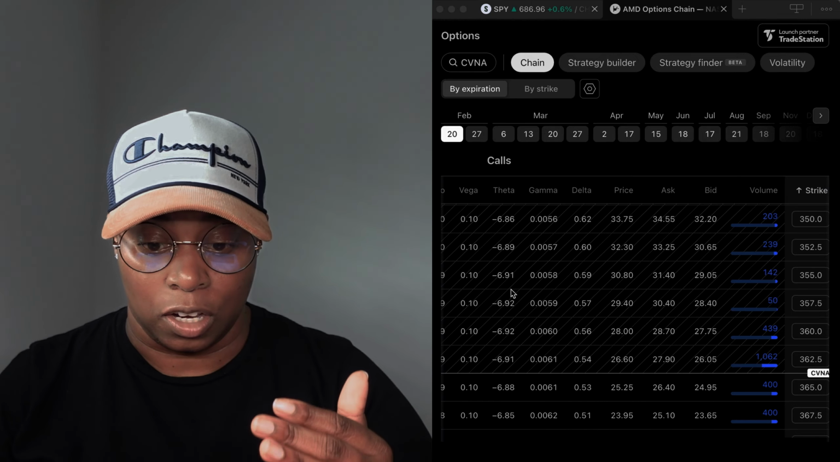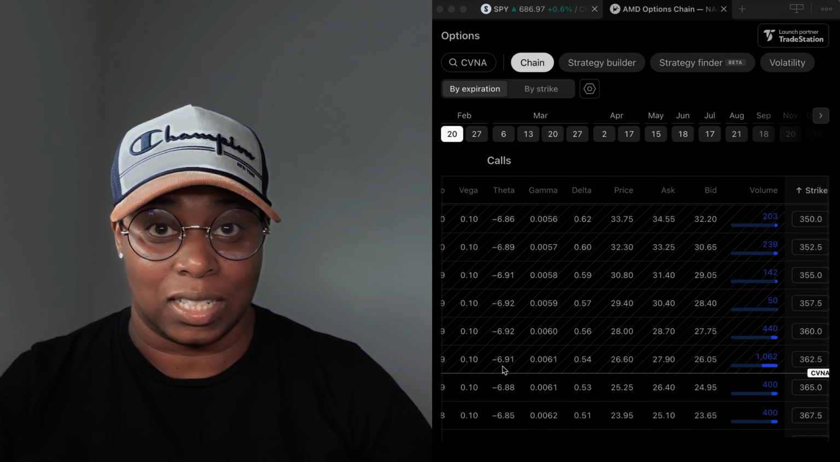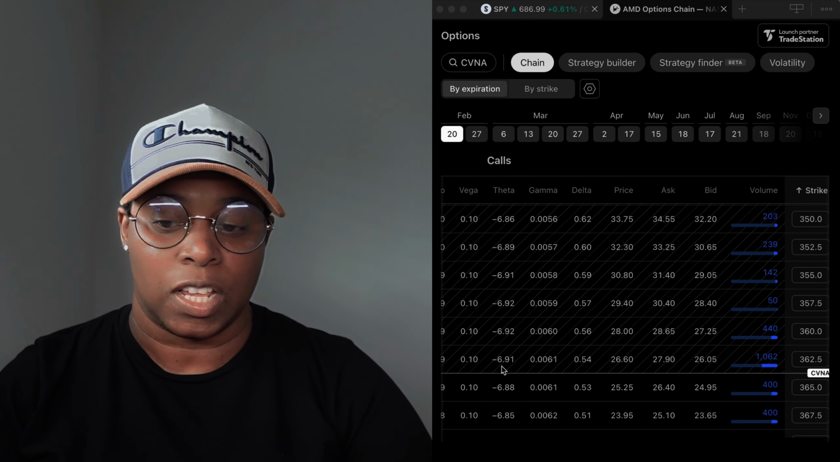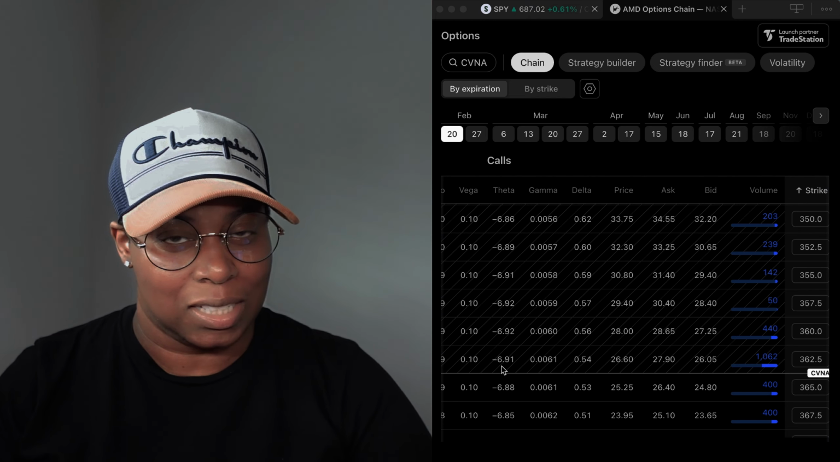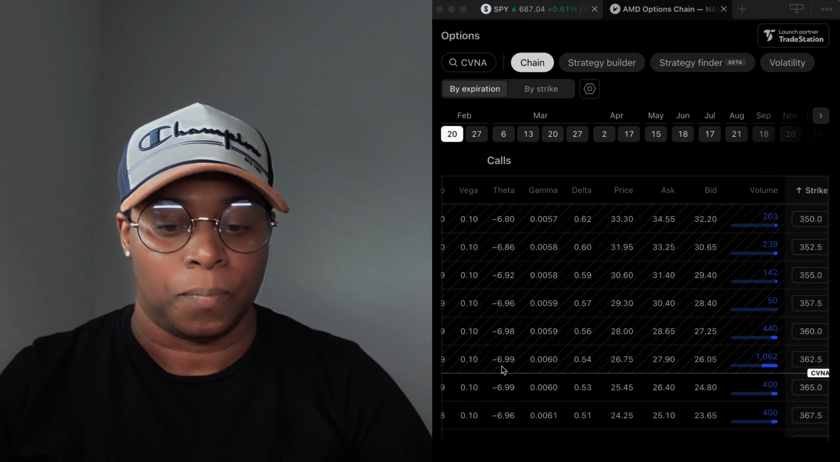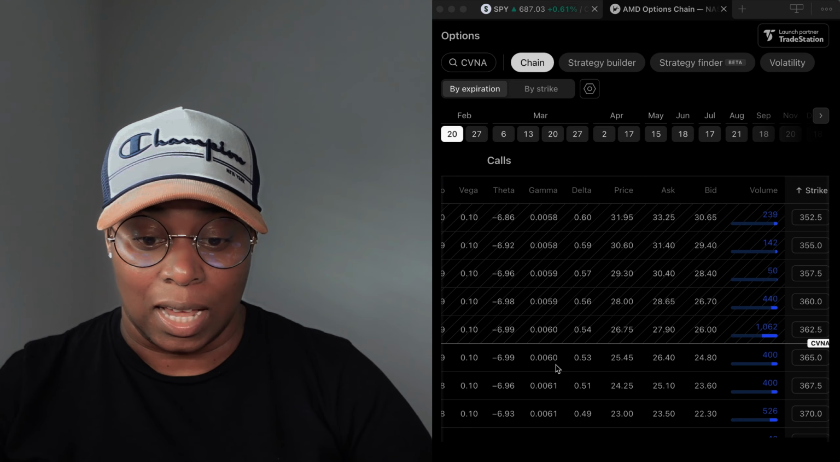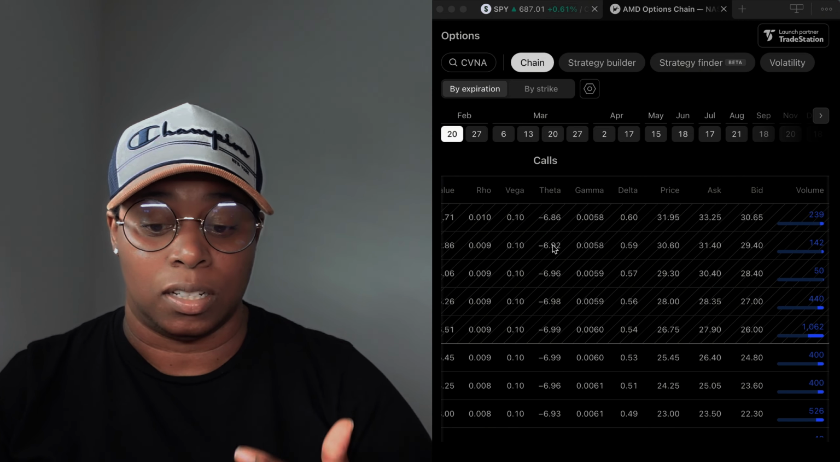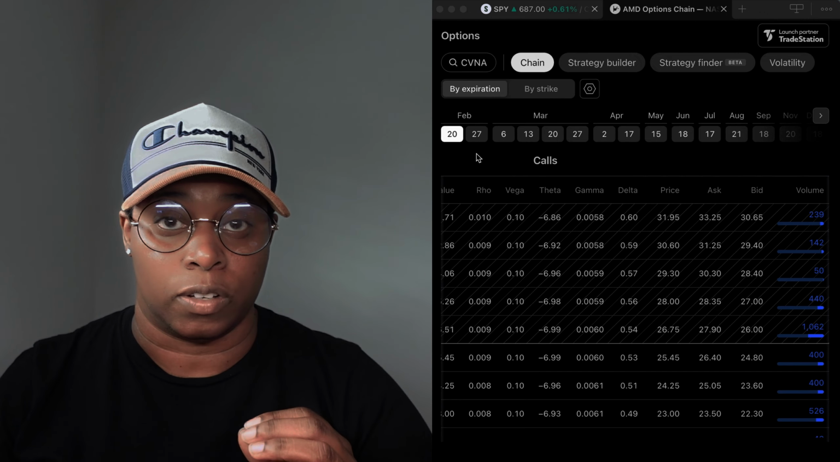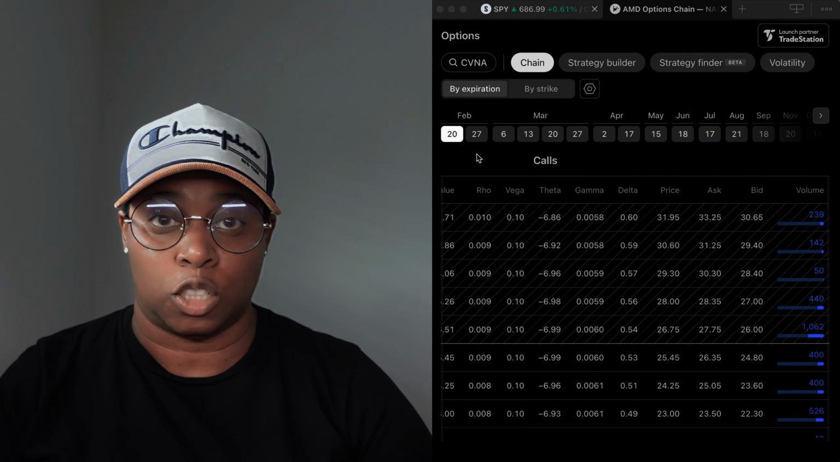And this here, if you notice, this thing has a negative 691. Now I will say this, if you're using another platform, some of these numbers might look slightly different than they do here on TradingView. Okay, now in this case here, this particular option expires on February 20th, okay? That's this Friday.